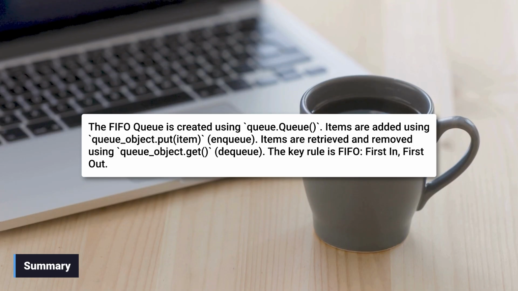To summarize, put and get are the core methods for FIFO queues. Next, we will explore other essential methods for checking the size and status of the queue.